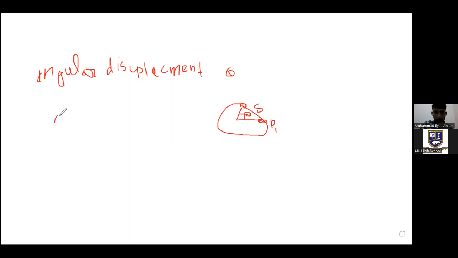And angular displacement has the unit of radian. It is also calculated in degrees, while it is also in revolutions per minute or something like that. There are three units of angular displacement, and the radian is the SI unit of angular displacement.